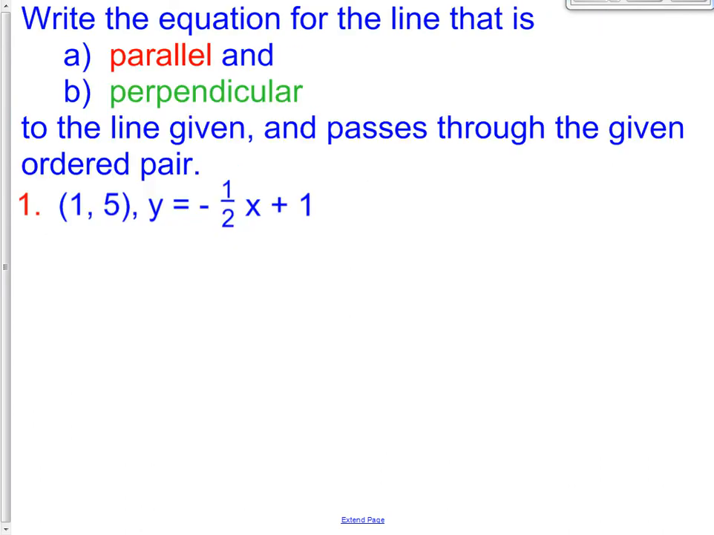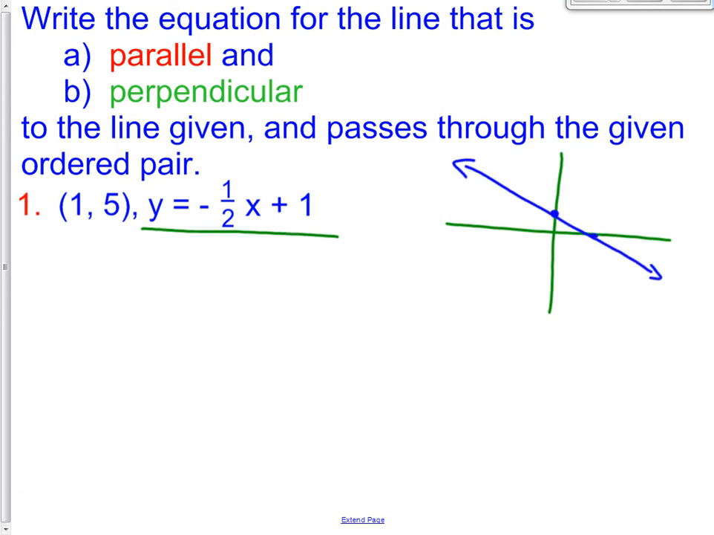So let's talk about this first one. We're going to write an equation for a line that is parallel and perpendicular to the line given and passes through the given ordered pair. So here's our line. Let's just break this down for a second. You don't have to write this down, class, just think with me. It crosses my y-axis at a positive 1, and then my slope is down 1 over 2. So here is the line.